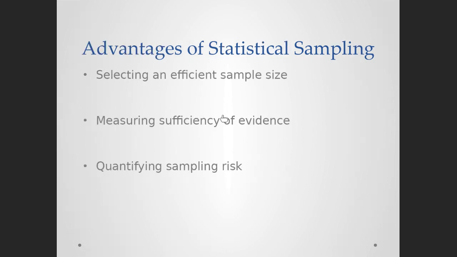There are some benefits, some advantages of using statistical sampling. The first advantage of using the statistical method is selecting an efficient sample size. When we use a statistical sampling method, you can get an efficient sample that is representative of the population.